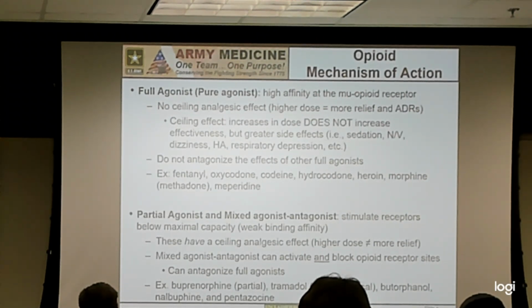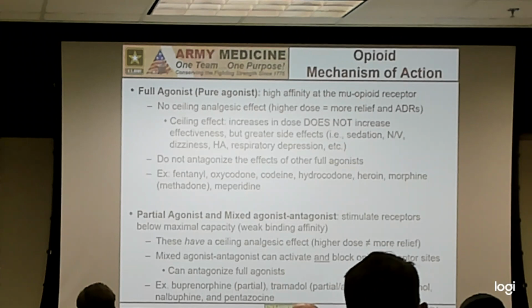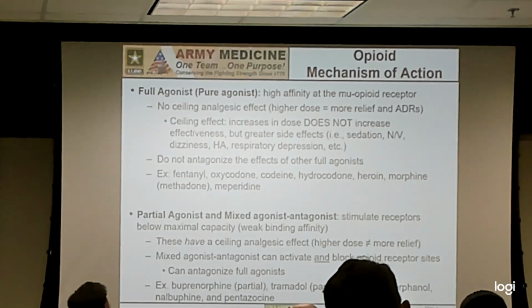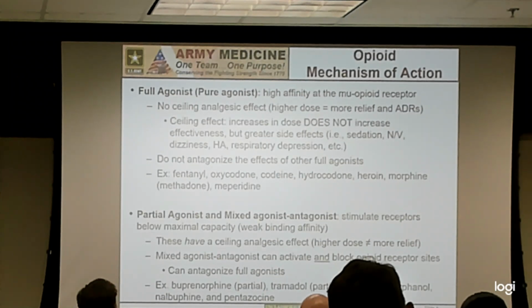Okay? So our agonist part of it is trying to activate, while our antagonist part is trying to inhibit what's going on. So you see here that they do have their ceiling effect. If you increase the dose, you're not getting more relief. You're just getting, again, more side effects. Okay? And the mixed agonist can activate and block opioid receptor sites, exactly what I was just telling you. So if you give it with a full agonist, you don't know in some of these medications how they're going to act. Is it going to give me more of its antagonistic side right now, or is it going to be an additive effect with that agonist that I gave?